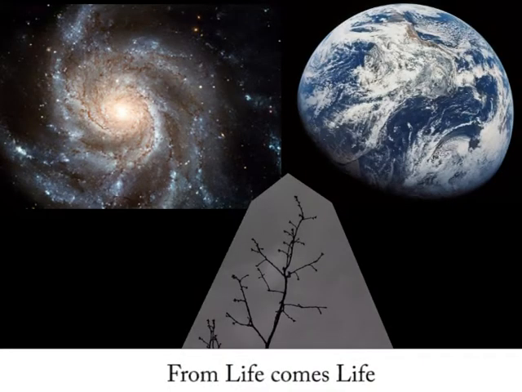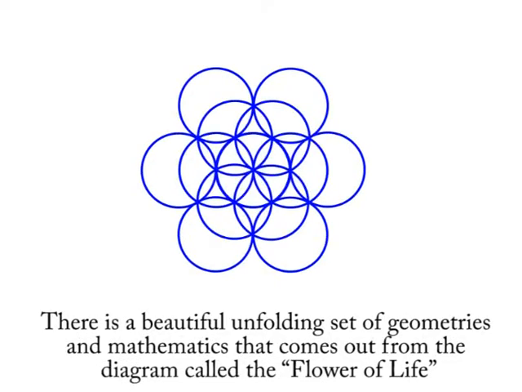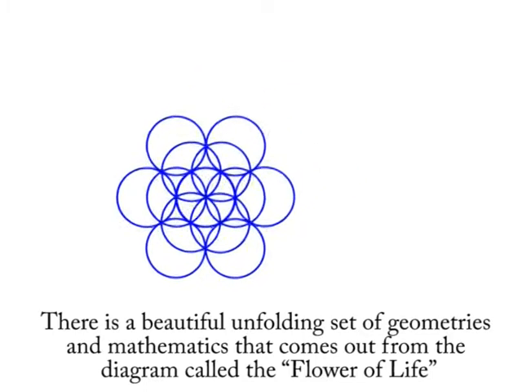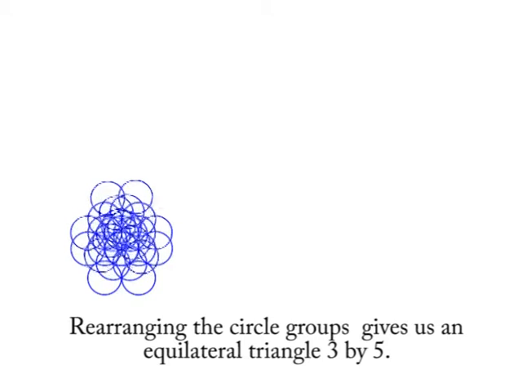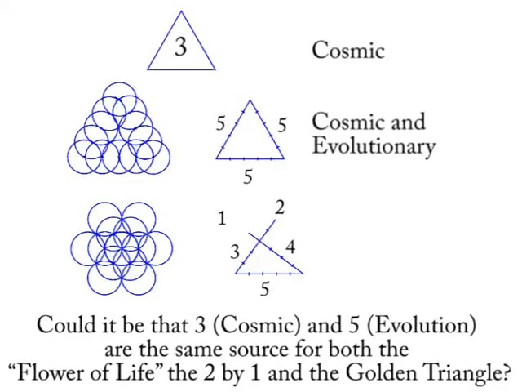From life comes life. There is a beautiful unfolding set of geometries and mathematics that come out of a diagram called the flower of life. Rearranging the circle groups gives us an equilateral triangle 3x5. Could it be that the 3 cosmic and the 5 evolution are the same source for both the flower of life and the 2x1 and the golden triangle?